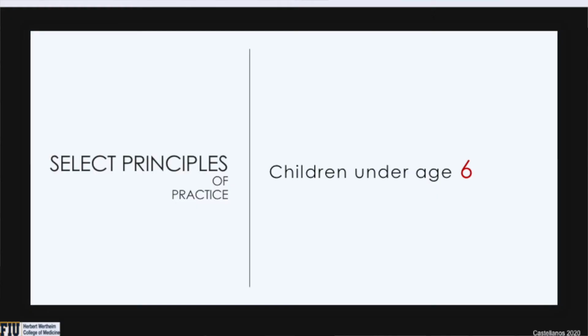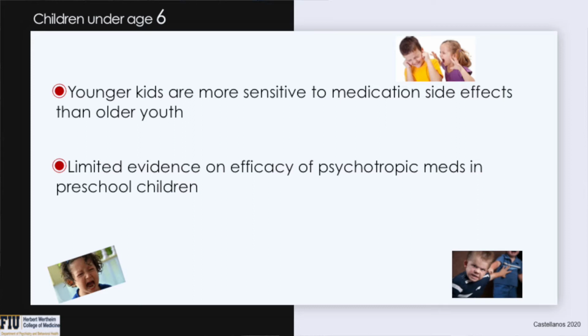You can see in most of the guidelines there's a section that could be clustered chronologically by age: below 6, 6 to 12, 13 to 17, that is preschool, childhood, and adolescence. Some guiding principles for kids in preschool age are that younger children are more sensitive to medication side effects than older youth, and that there's very limited, scientifically rigorous evidence on the use of our meds in kids below the age of 6.